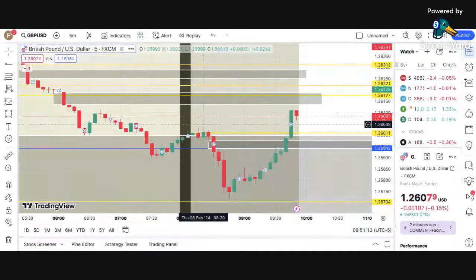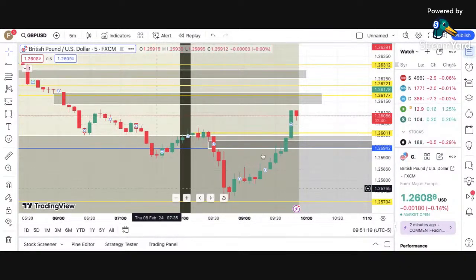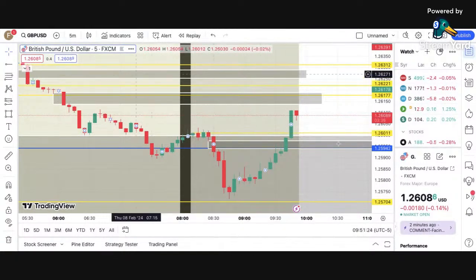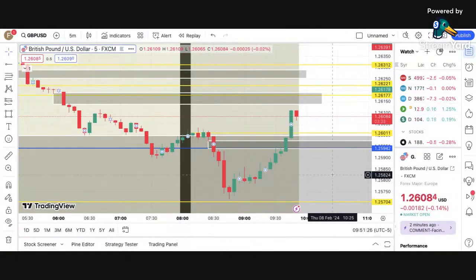So once we start breaking through fair value gaps, we'll start seeing a change of trend, similar to what we're seeing right now. It looks like it's starting to form an uptrend, right? Now we are on a 5-minute candle, so we can go to a higher time frame and see what's actually happening. Smaller time frames are what we use to find entry points.